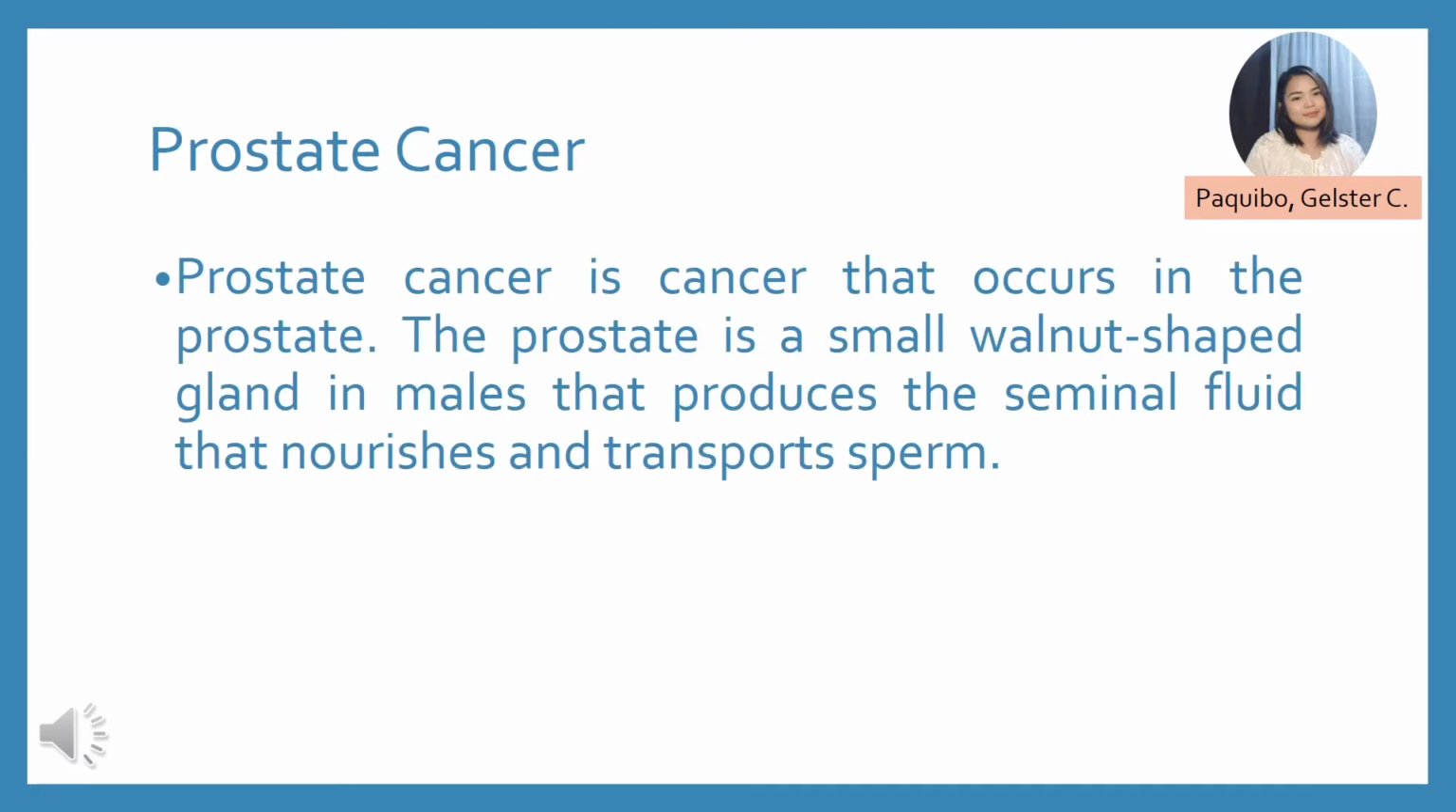The next disorder is prostate cancer. Prostate cancer is a cancer that occurs in the prostate. The prostate is a small walnut-shaped gland in males that produces the seminal fluid that nourishes and transports sperm. Prostate cancer is one of the most common types of cancers in males. Many prostate cancers grow slowly and are confined to the prostate gland, where they may not cause serious harm. However, while some types of prostate cancer grow slowly and may need minimal or even no treatment, other types are aggressive and can spread quickly.